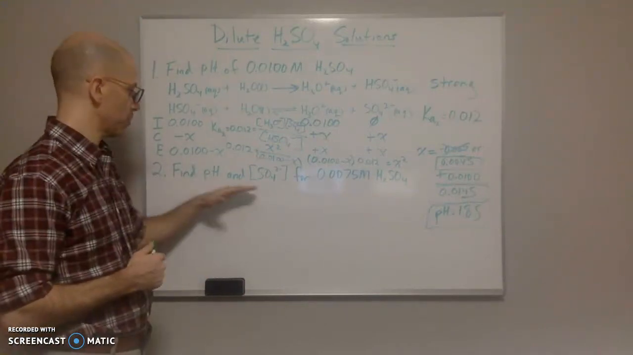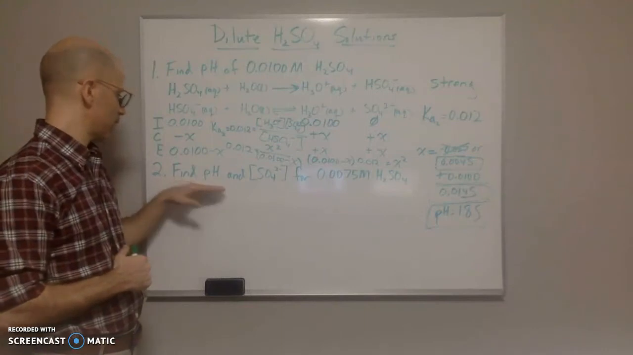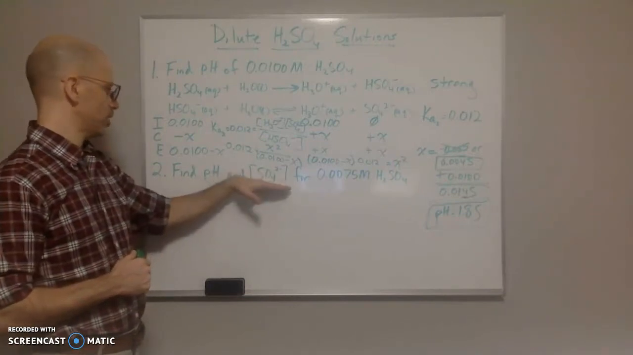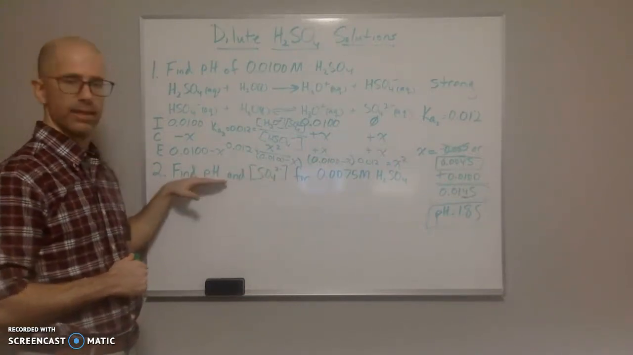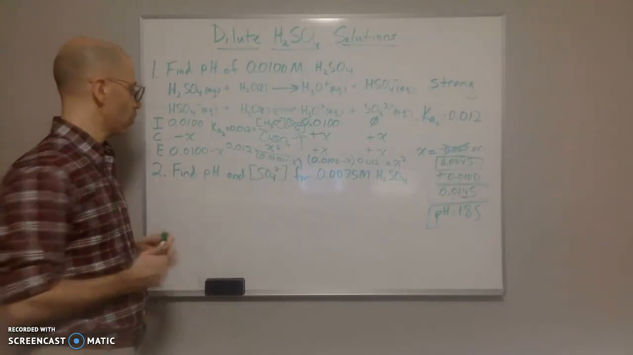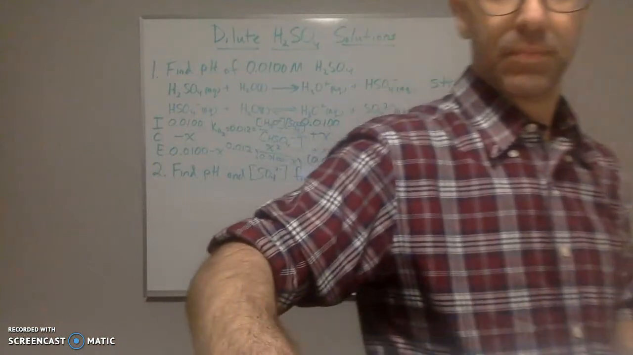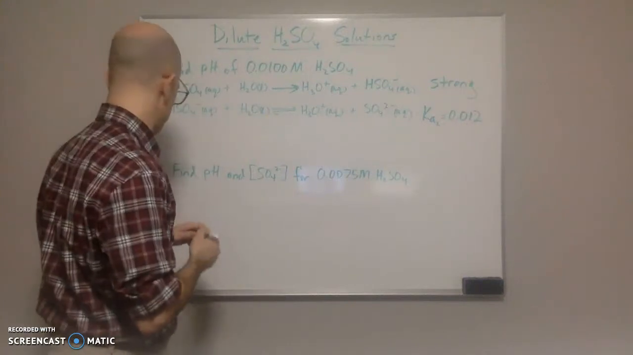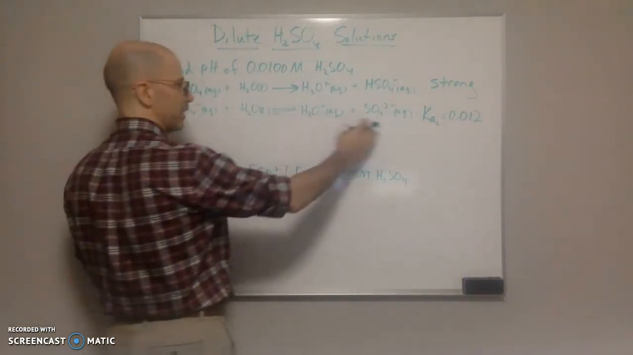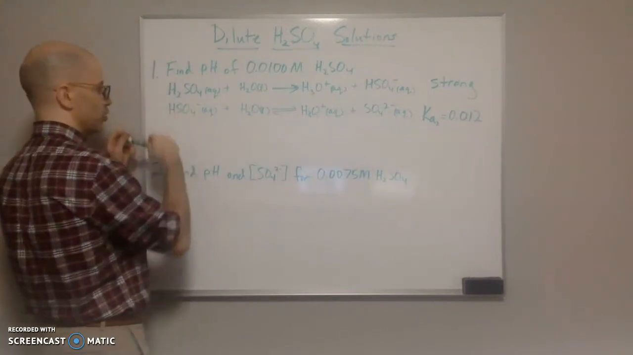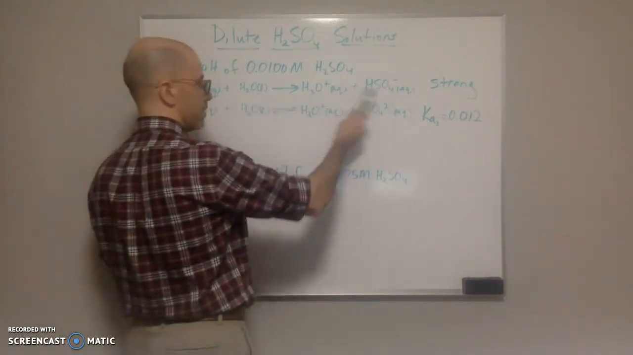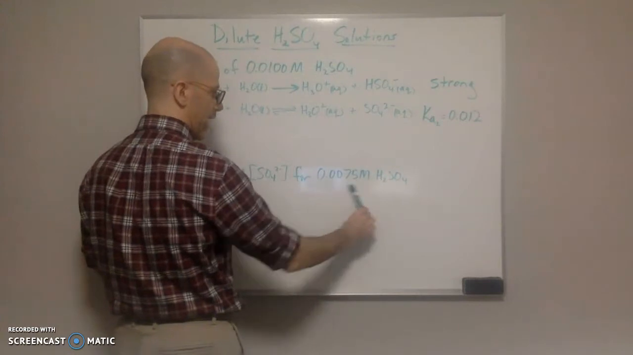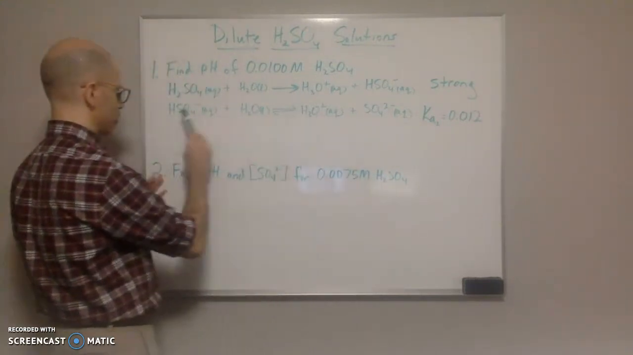The second problem is very much like the first, except this time we're given the concentration of H2SO4, and they want the SO4 2 minus concentration and the pH. Okay, so how do we do this? I erased the board to make some more room. Basically we're going to do the same thing as before. Here we're going to assume that all of the first proton came off because it's strong. So whatever concentration we have of the acid to begin with, that's going to be the concentration of HSO4 minus.